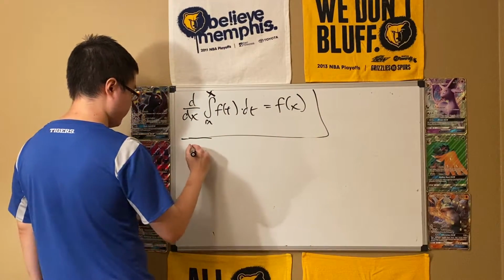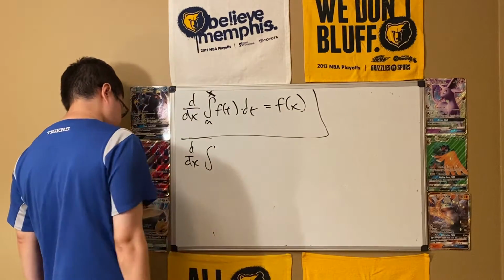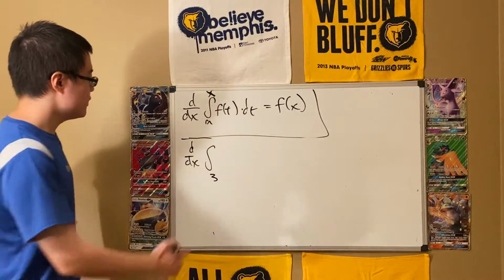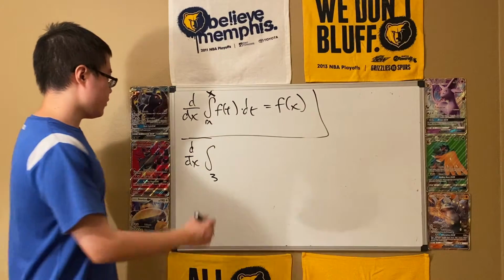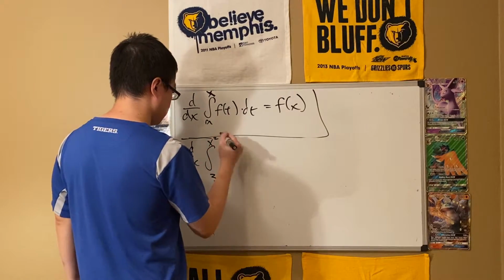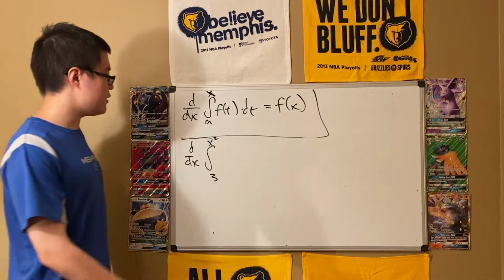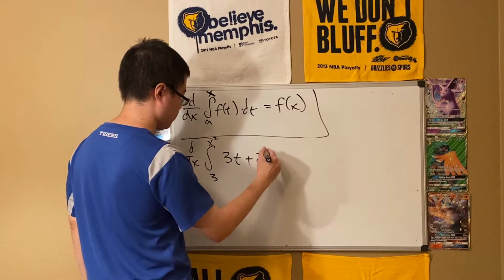So here we have a function, or a derivative actually. The bottom number really doesn't matter. We're going to choose 3 this time. For the top number, instead of just having x on the top here, we're going to spice it up a little bit and write x squared instead. And then we're going to have a generic function here. Let's have it as 3t plus 2.